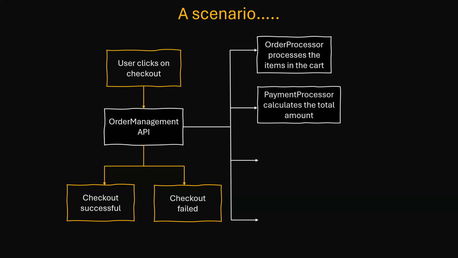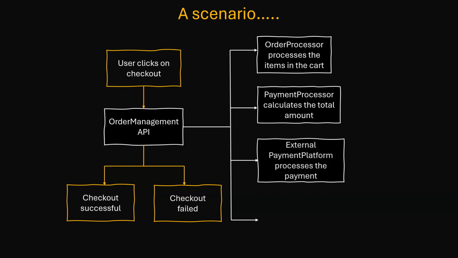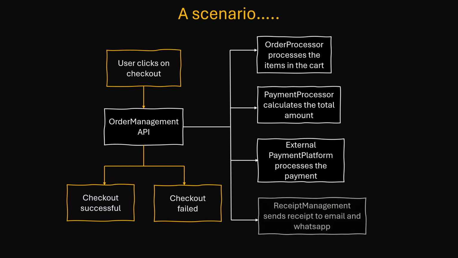And then there is maybe another function or another API that calculates the total amount of these items. Most likely you are calling an external payment platform that processes these payments, takes the entire money, and comes back to you to say, hey, I have made the payment. And you probably have another thing that sends a receipt to say your payment was successful, before you finally come back to the customer to say your checkout was successful or your checkout failed.